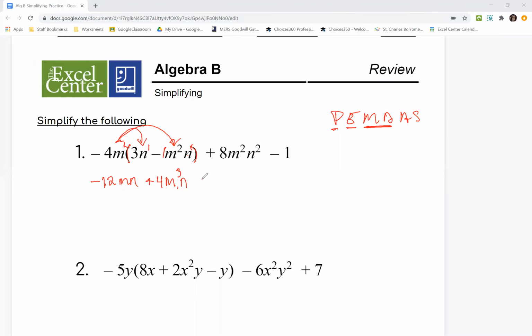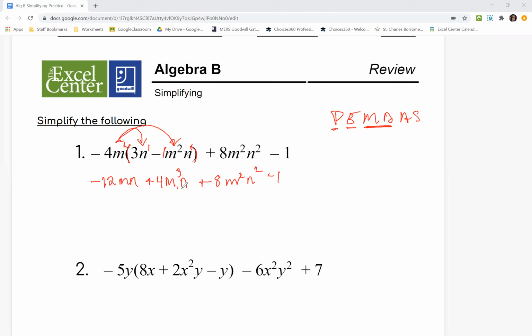Now I'm going to go ahead and just copy down the rest of my equation. Now let's see what we can do as far as adding these together. Negative 12mn, I'm looking for a term that also has an m raised to the first and an n raised to the first. I don't have any. Here again, the m cubed n, I don't have any other m cubed n. M squared n squared, I don't have any other one of those. So this is actually completely simplified.